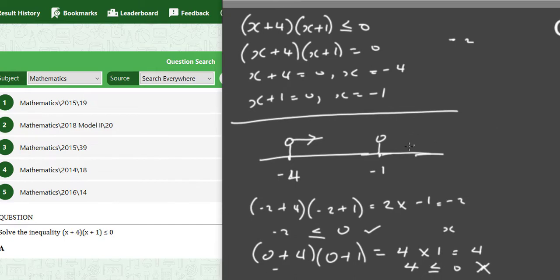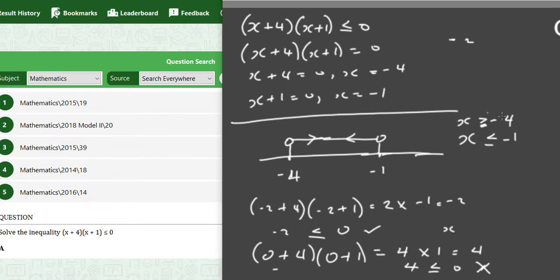So x is within this range. One way to express it is to say x greater than or equal to minus 4. Why do you have to add equal to? Because the original expression has equal to. So x is greater than or equal to minus 4, and x is less than or equal to minus 1. A compact way to represent this is to flip this one around: minus 4 less than or equal to x, then combine it with this one, which is less than or equal to minus 1. So this is the answer.